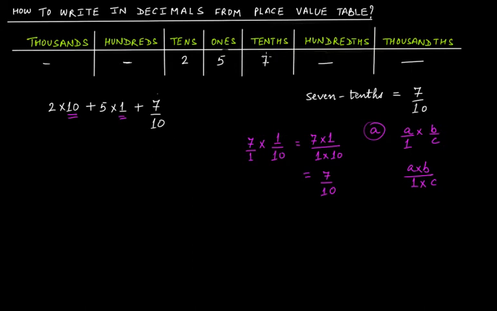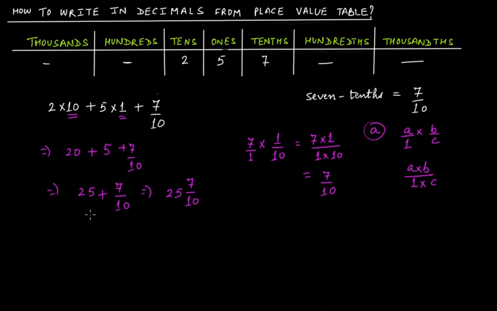And 7 tenths simply means what fraction will it represent, right? Now, this is 2 times 10 and this is 5 times 1. So this will be written as 20 plus 5 plus 7 over 10. Now, this is 25 plus 7 over 10. This can be written as 25, 7 over 10, in the form of a mixed fraction.